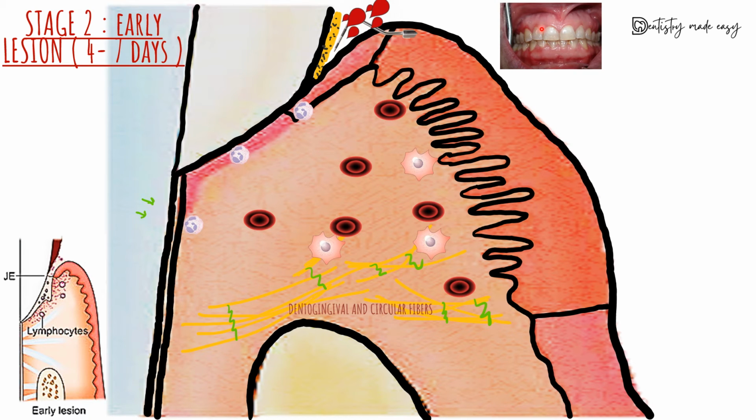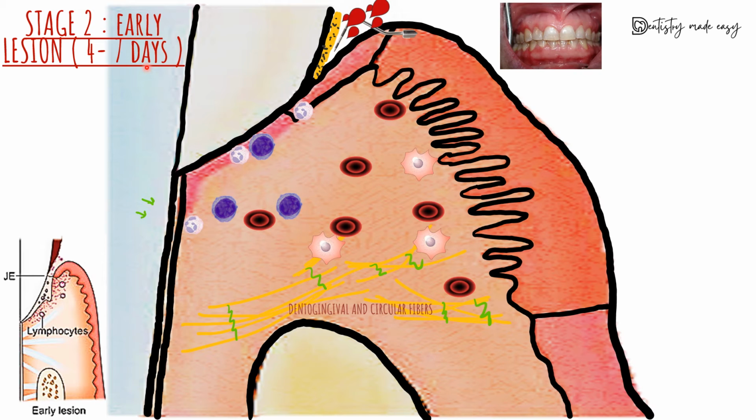So when you are moving your probe through this marginal gingiva, if you see bleeding, that means it is the first sign of gingivitis. Now in this, as we have said, it is a chronic inflammatory lesion. So in this, the next line of defense cells will come into the picture. Those are nothing but your T lymphocytes.